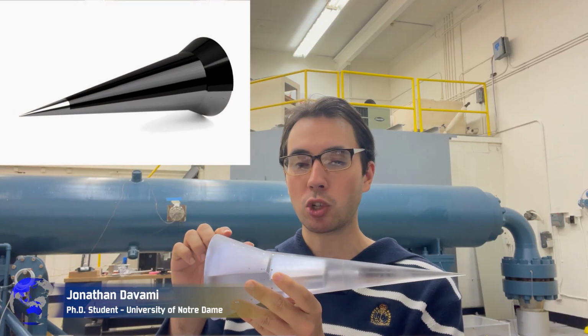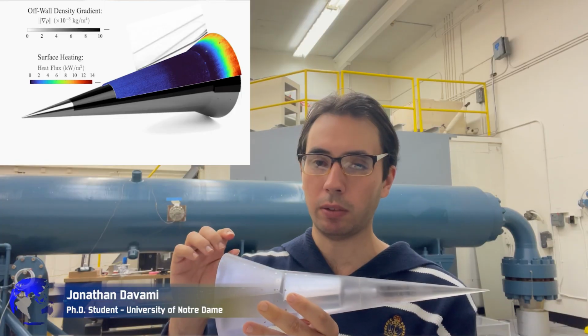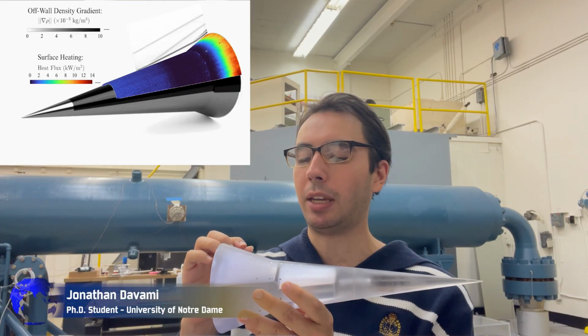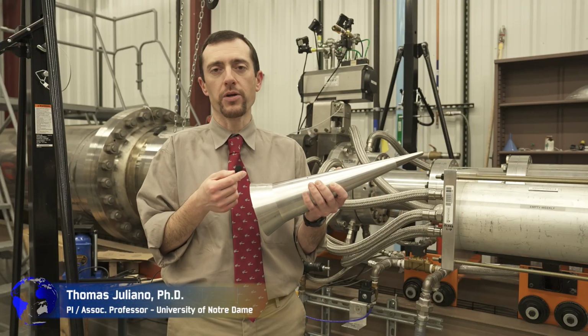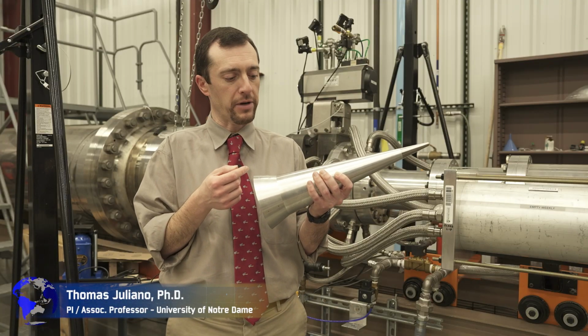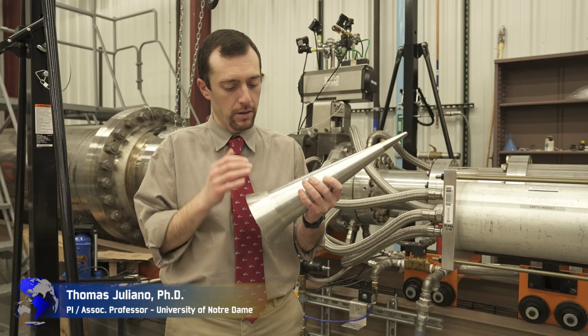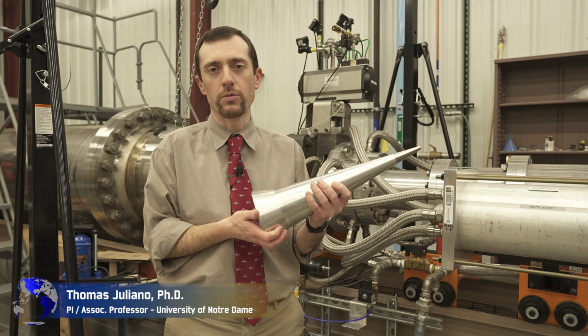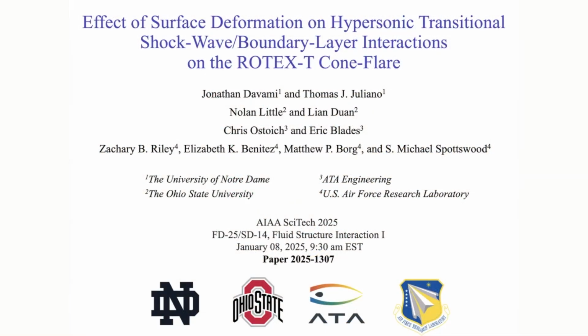Downstream of the reattachment shock wave on the flare, the pressure is extremely high, and the boundary layer is relatively thin, so you have higher thermodynamic heating on the flare. This coupled problem is known as a fluid-thermal-structural interaction, and it's a complex challenge impeding our progress toward successful hypersonic vehicles.